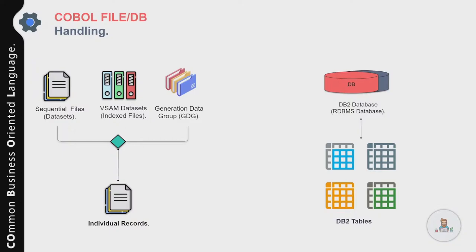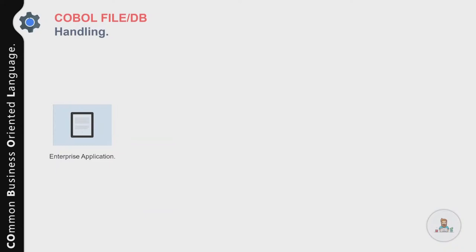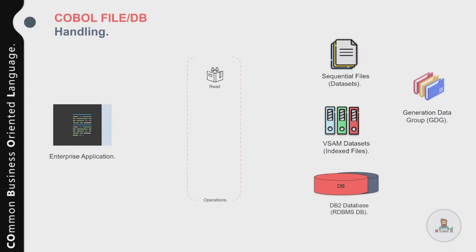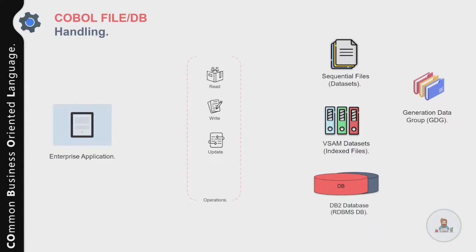Now let's talk about various operations that you perform on data stored either in a file or in a database. The first operation is read, where you access data from the file or from the database. The next one is write, where you write data either to a file or to a database. The next one is update, where you access data from the storage medium, make some changes, and then store that data back to the storage medium. The storage medium can be a file or a database.